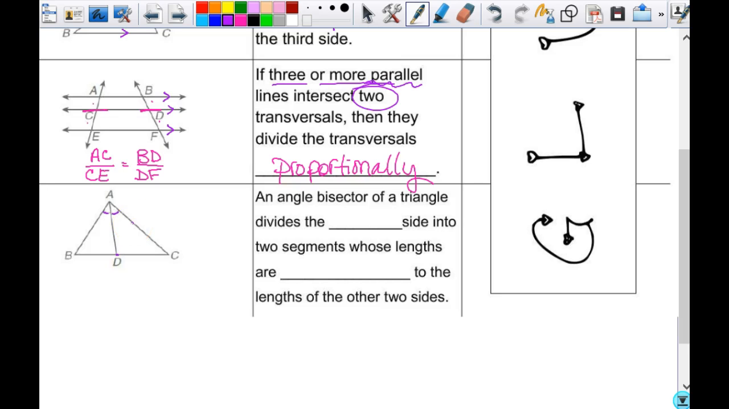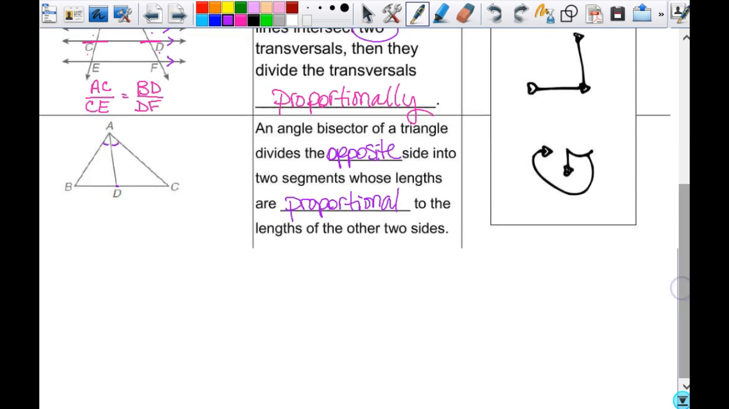So an angle bisector of a triangle divides the opposite side into two segments whose lengths are proportional to the lengths of the other two sides. So what this says is, if you make the first fraction out of the two pieces and the second fraction out of the two sides, then this piece over this piece, so the length of BD over the length of DC.